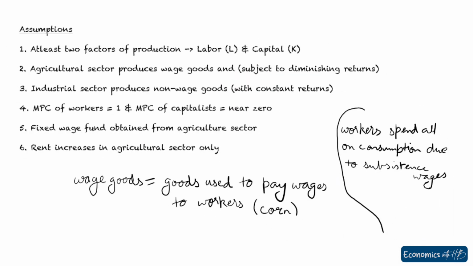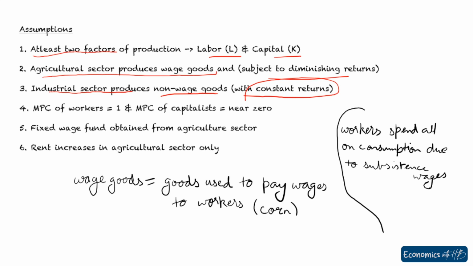He begins with some key assumptions like at least two factors of production are used, namely labor and capital. Agriculture sector produces wage goods such as corn and is subject to diminishing returns, while industrial sector produces non-wage goods and is not subject to diminishing returns, rather has constant returns to scale. So the industrial sector has constant returns to scale while the agricultural sector has diminishing returns, as was assumed earlier also.